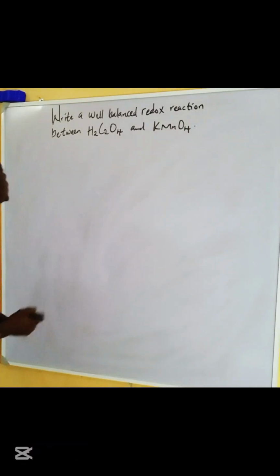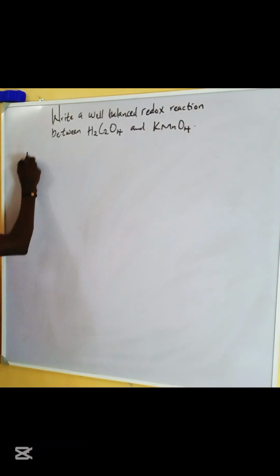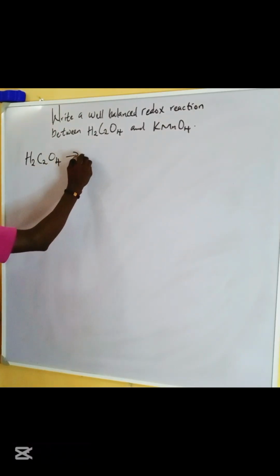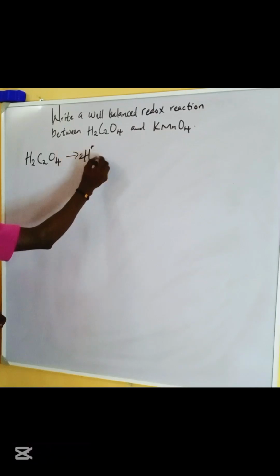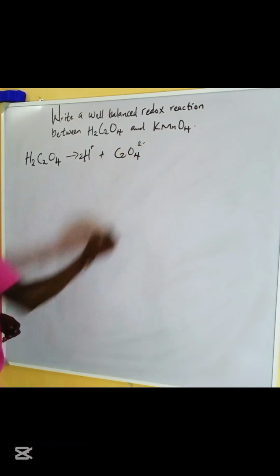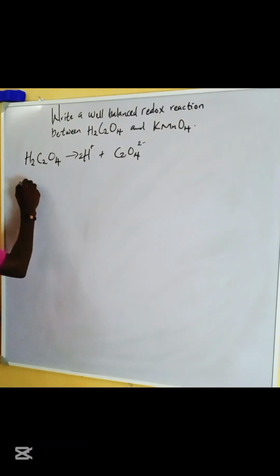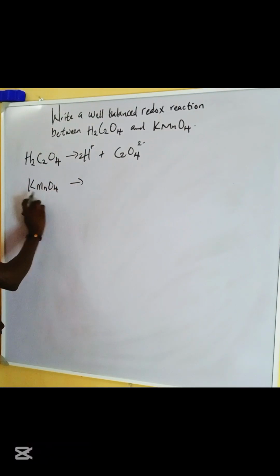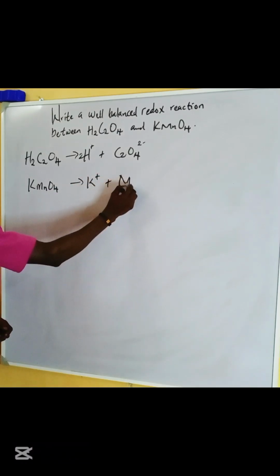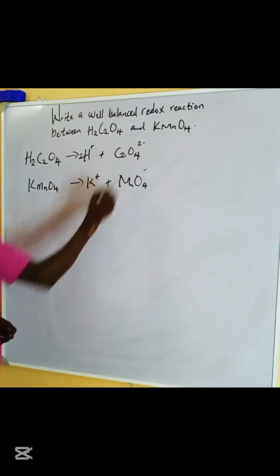Alright, so firstly, we'll write for our oxalic acid. If you ionize this, it's going to form H plus and C2O4 2 minus. And for our KMnO4, if you dissociate it, you are going to have K plus and MnO4 minus. Yes.